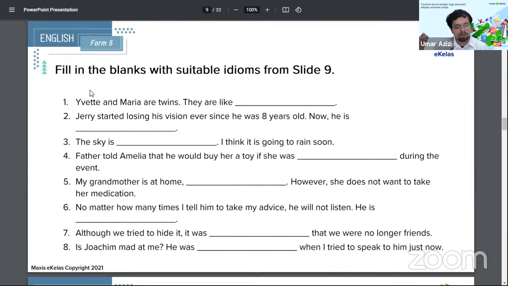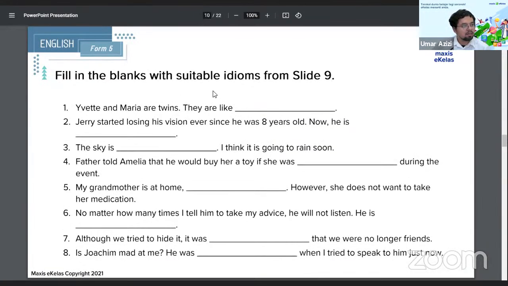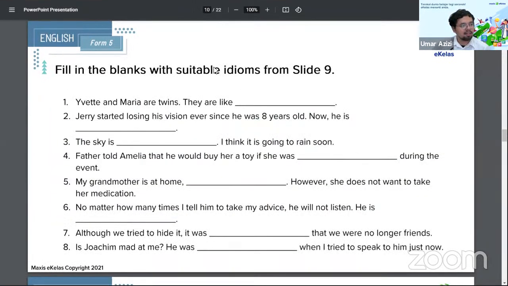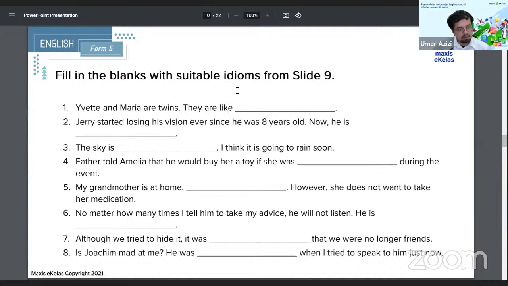I'll bring the previous slide up for a bit. Which idiom can we use here to fill in number 1? They are like? All right, we'll put number 1. Hold on. It's one. As alike as 2 peas in a pod. They are as alike as 2 peas in a pod. All right. Good job, good job. Number 2, yes, Lokman, right.